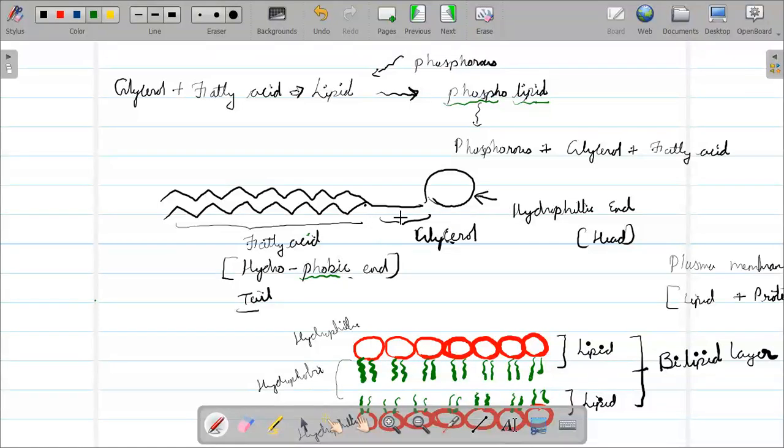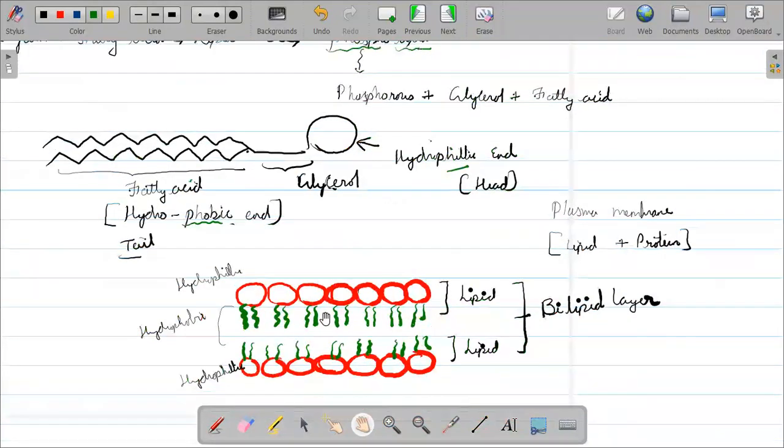So in a lipid molecule, you have a tail and you have a head. The tail is completely water hating, but the head is completely water loving. The water hating property of a fatty acid is called the hydrophobic end. At the same time, the water loving end is called the hydrophilic end. And I told you how they are organized.